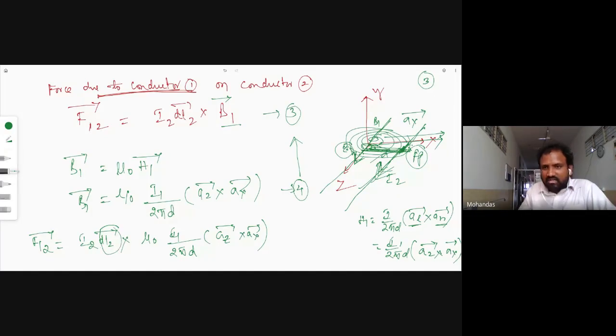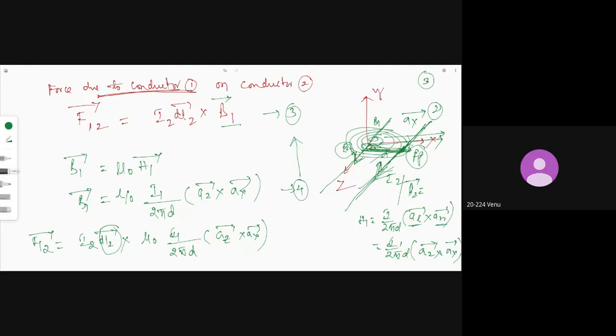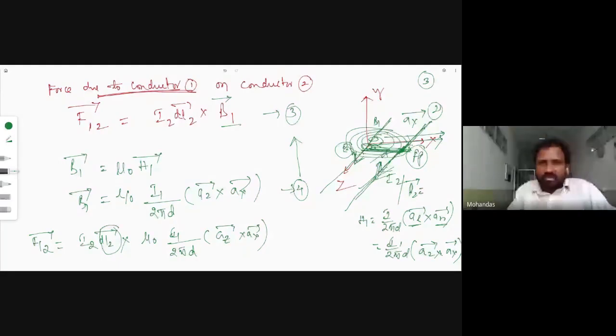dl2 is the differential length for conductor 2. So, if you integrate, you will get L2. What is the L2 vector for this conductor 2? Please, anybody respond? L2 value for this conductor 2. L AZ. Roll number 75, are you there? Is 75 absent or present?